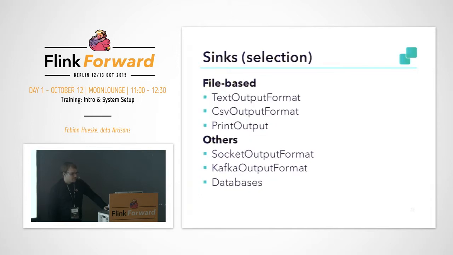Very similar for sinks. You can write data to regular files. You can print it to your console if you want to debug. You can push it out to sockets, to Kafka, to databases, to Elasticsearch. With Flink 0.10, we're going to have a rolling file output. This is actually meant for data streams. We have files which are constantly created, and more and more files are being created. Whenever you go into the next hour, you create a new file. And this is done in a very consistent way.